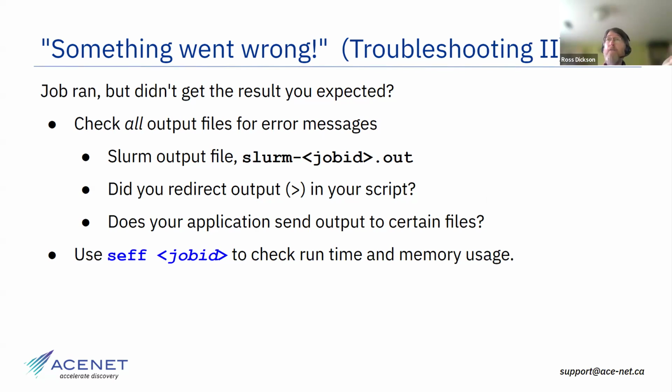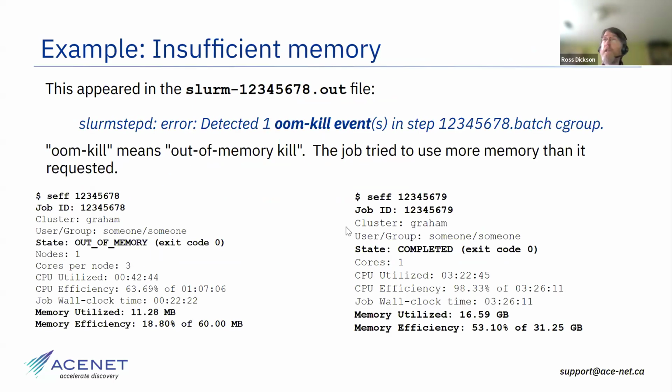If you find the messages and can't make anything of them, then write to support@tech.alliancecan.ca and show us the files or tell us where to find them on disk so we can read them ourselves, and we'll help you figure out what these obscure error messages mean and what you can do about it. You can also use Ceph to see whether something went wrong, like maybe running out of memory or something. Here's an example.